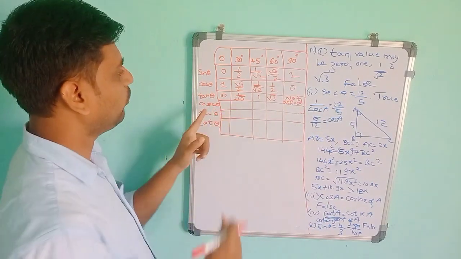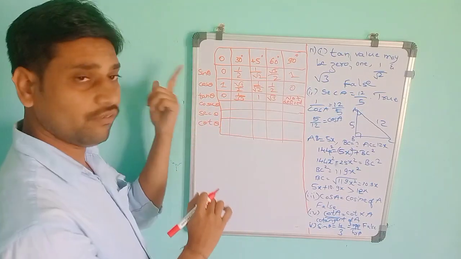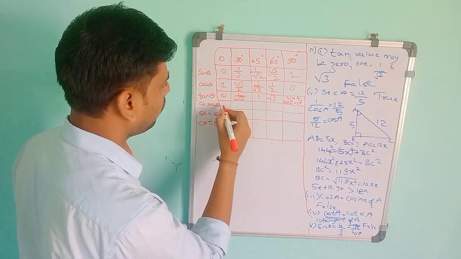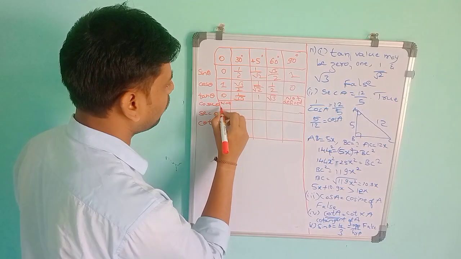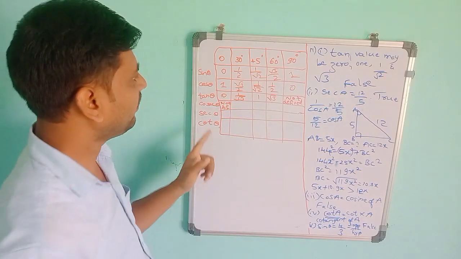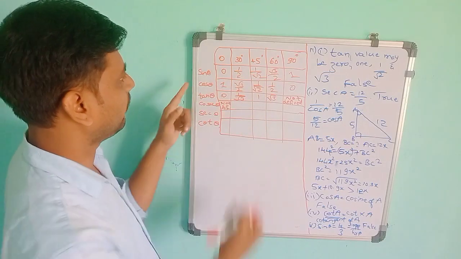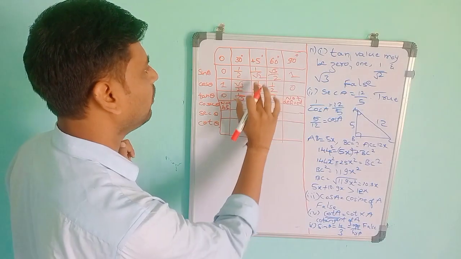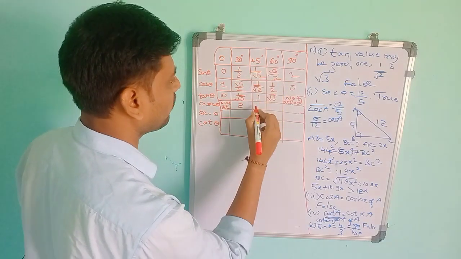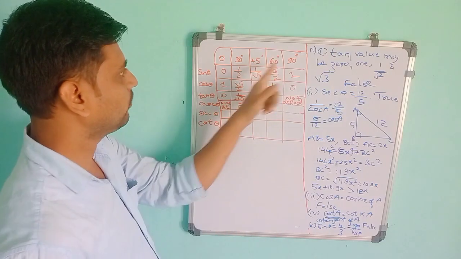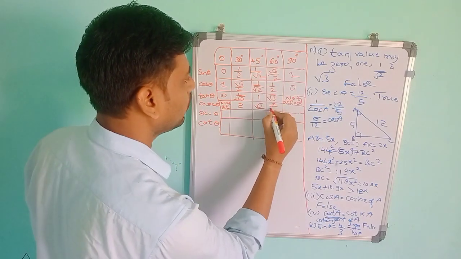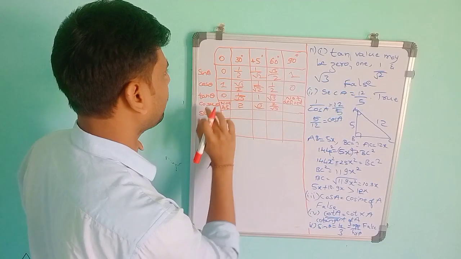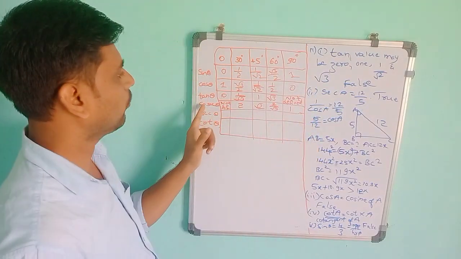Like that, for cosec theta, cosec is the reverse of sin theta. For 0, the reverse is 1 by 0, which is not defined. Cosec is the reverse of sin. The reverse of 1 by 2 is 2. Cosec 45: sin 45 is 1 by root 2, so the reverse is root 2. The reverse of root 3 by 2 is 2 by root 3. Sin 90 is 1, so cosec 90 will be 1.